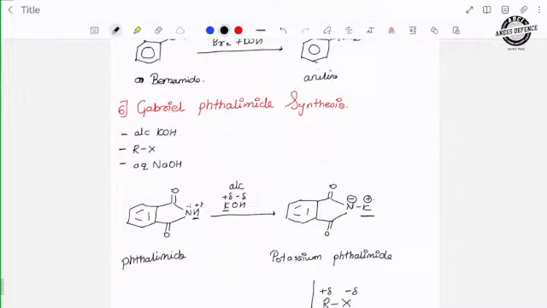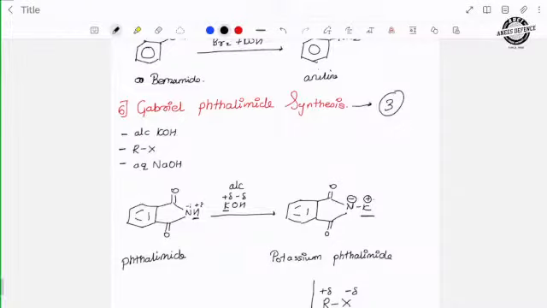Gabriel Phthalimide synthesis. You can see it is made up of three words, so you are going to use three reagents. First is alcoholic KOH. Why alcoholic? Because phthalimide is not reactive in nature, so to make it reactive, we are going to treat it with alcoholic KOH.